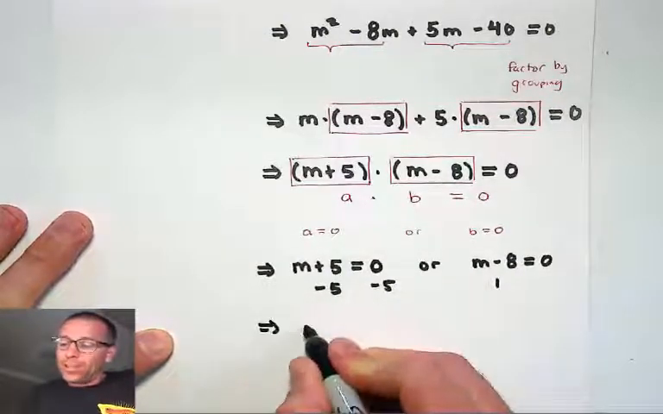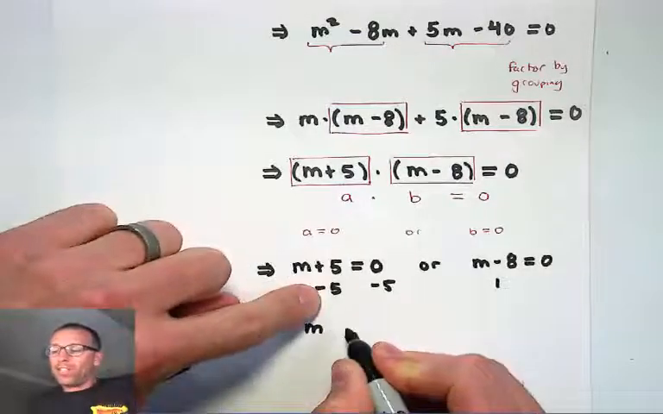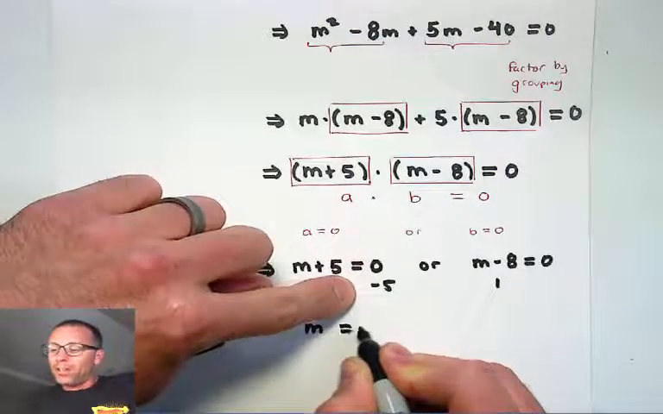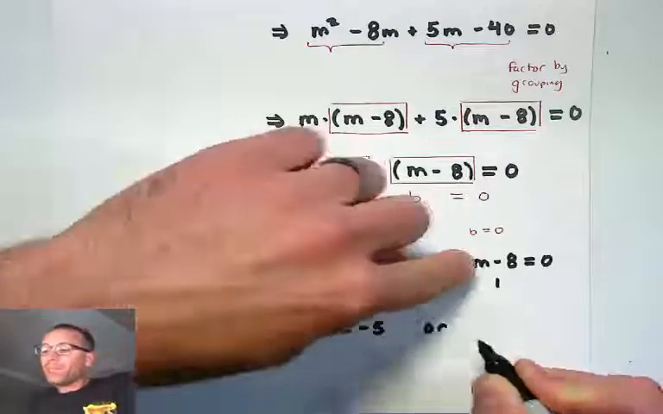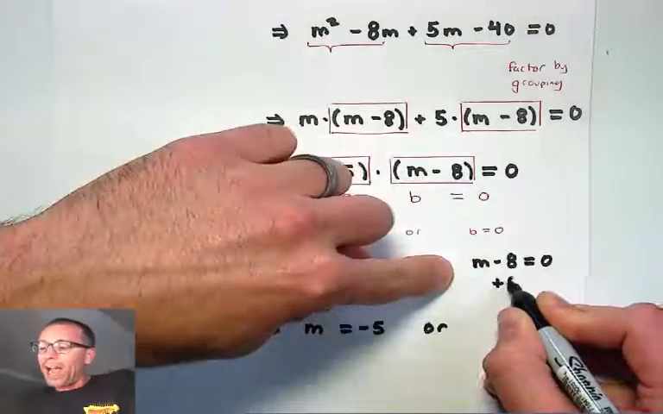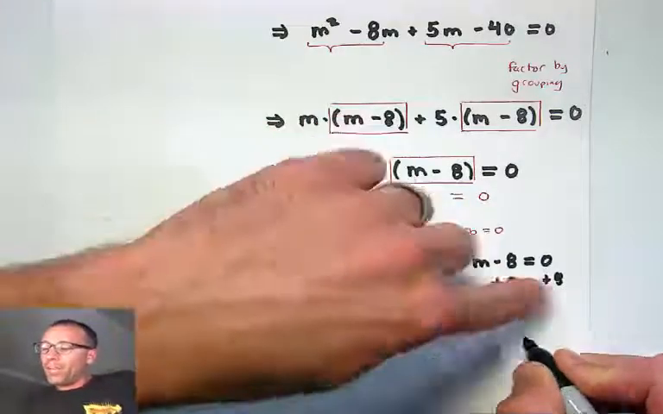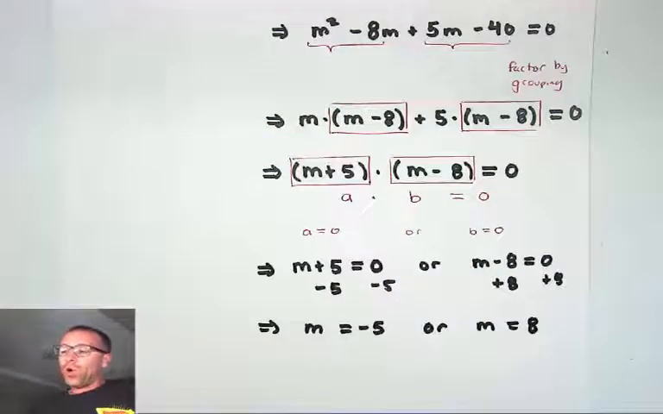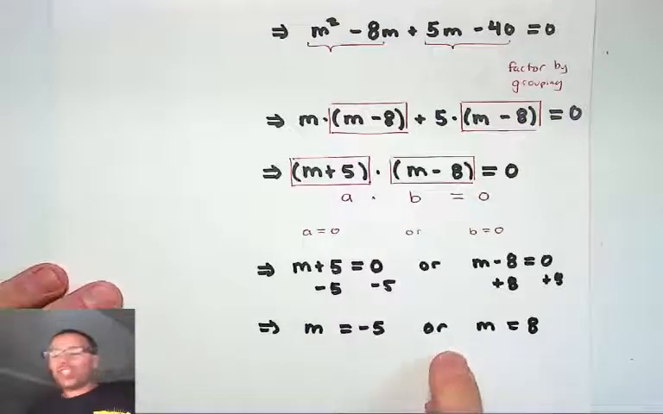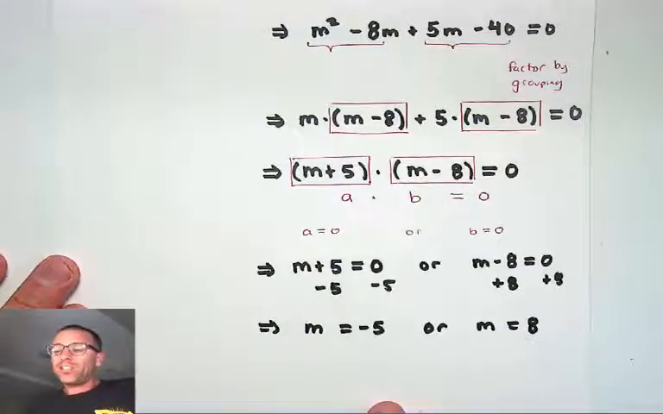In this case, we've got plus 5, minus 5 disappears. 0 minus 5 is minus 5. In this case, to get the 8 over to the other side, we add 8. Minus 8 plus 8 is 0. 0 plus 8 is 8. We're not quite done because we haven't checked our work, but we could actually do this systematically.